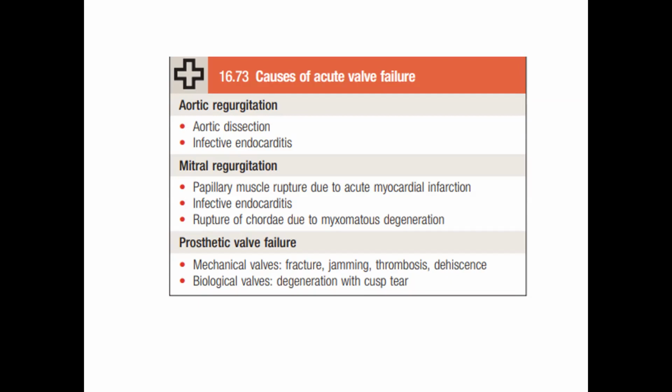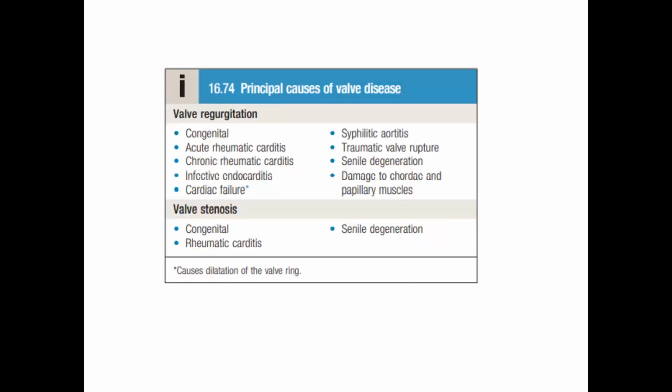So infective endocarditis is a cause of acute valve failure, which is more seen in aortic regurgitation and also mitral regurgitation. Then we are going to discuss the principal causes of valve disease.